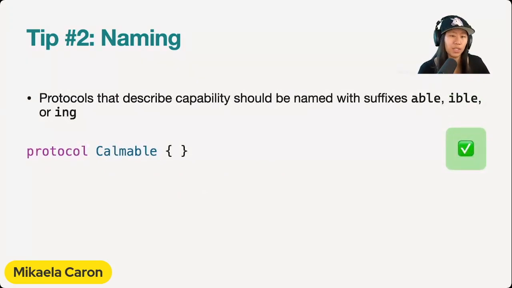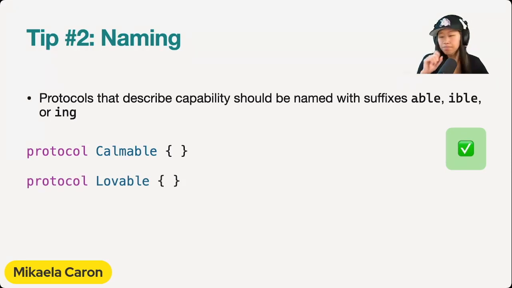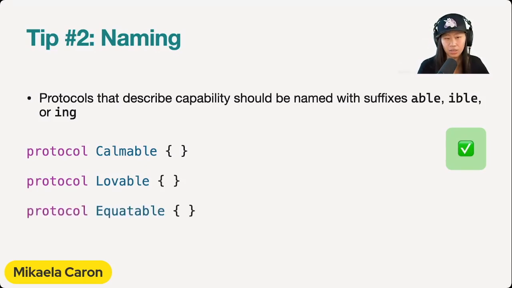Protocols that describe capability should be named with the suffixes able, ible, or ing. So this would look like a protocol called Callable, and then a protocol called Lovable. These are protocols that have a capability. So what it's able to do is, can you call something, or is something lovable? And then lastly, we also have Equatable. So it's a normal protocol in Swift.